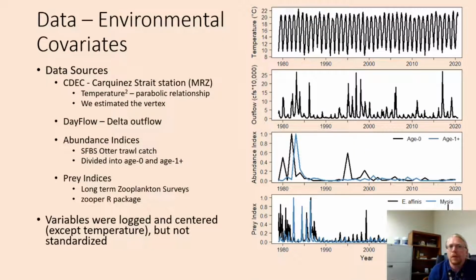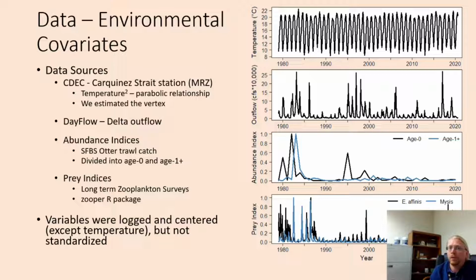The environmental data we used in this model came from various sources, including CDEC, Dayflow, the San Francisco Bay Survey otter trawl catch for abundance indices, and long-term zooplankton surveys for prey indices. On the right, we have 4 different figures representing temperature, outflow, abundance indices, and prey indices plotted across time. And this is just to show you what these data sets look like. And all of the variables we used in this model were logged and centered, but not standardized prior to use, with the exception of temperature.